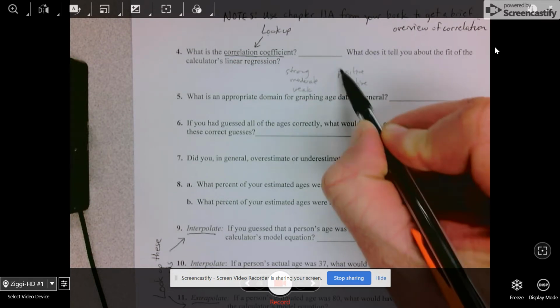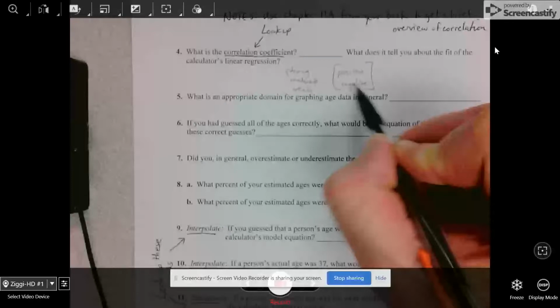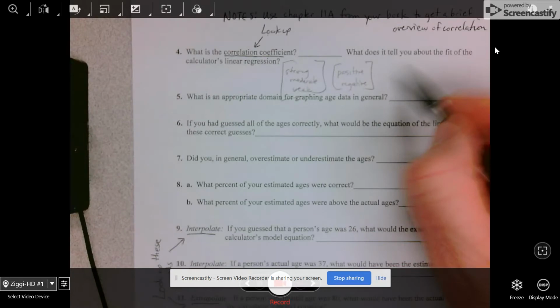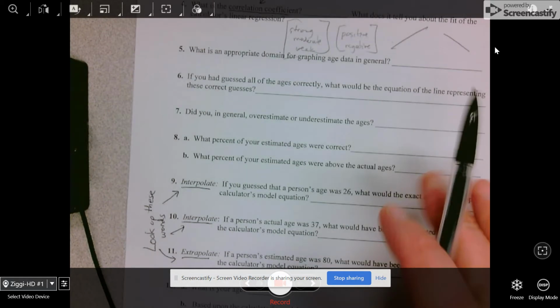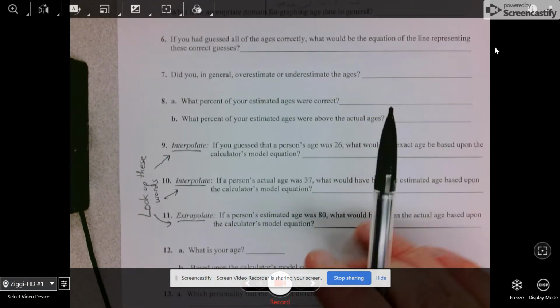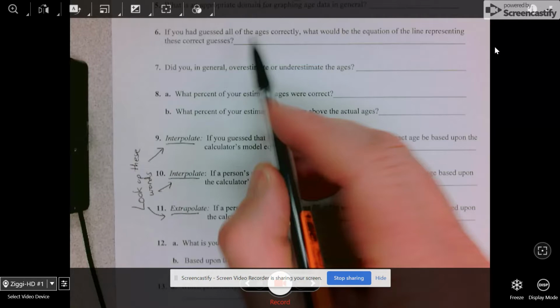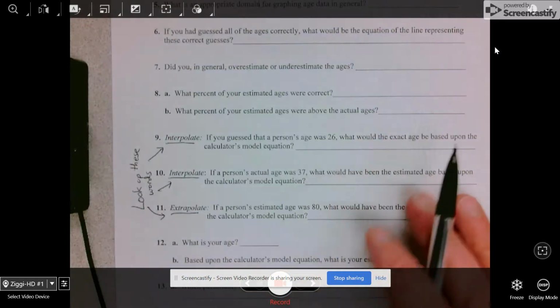Positive's getting bigger, negative's getting smaller. We're talking about the slope. Strong, this is how close the dots are together. If you guessed everything correctly, the equation of the line would be y equals x, because all the x's and y's would be equal. I don't know what this answer is for you. I can't answer that for you. You can find the percent.